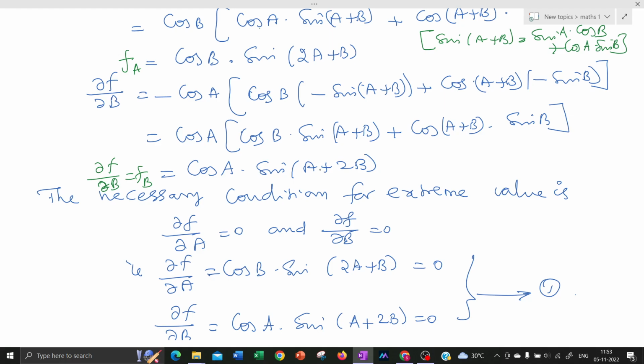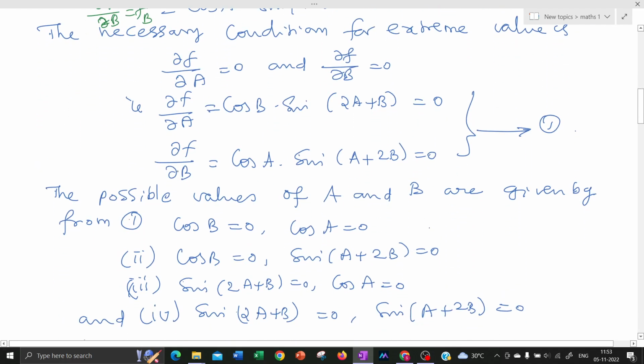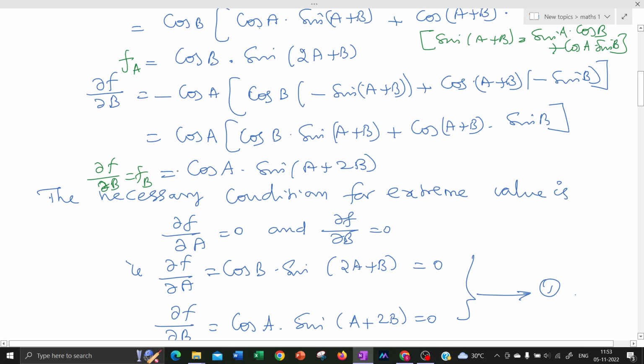So after finding the first order derivative, we have to equate to 0. What is the necessary condition for extreme value? The first order derivatives dou f by dou a equal to 0 and dou f by dou b equal to 0. So dou f by dou a is fa, that is cos b sin of (2a plus b). So cos b sin of (2a plus b) equal to 0. Then fb, what is fb here? Cos a sin of (a plus 2b). Cos a sin of (a plus 2b) equal to 0. Keep this as equation number 1.